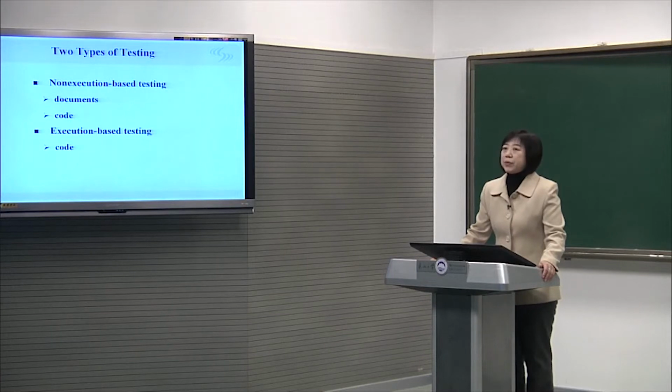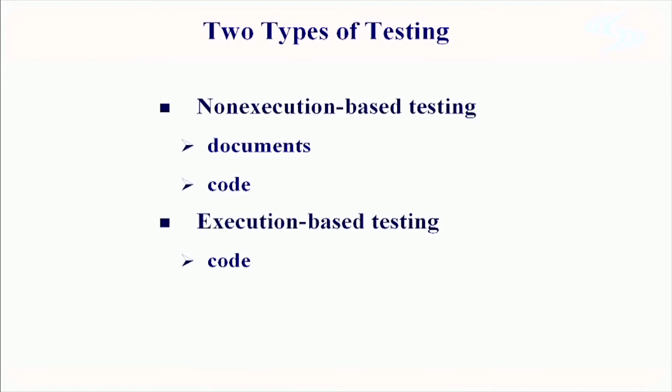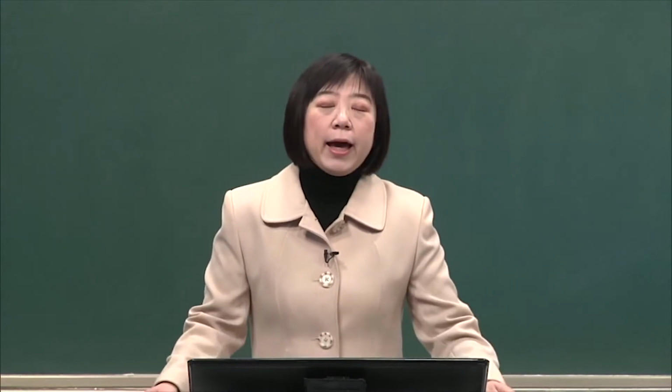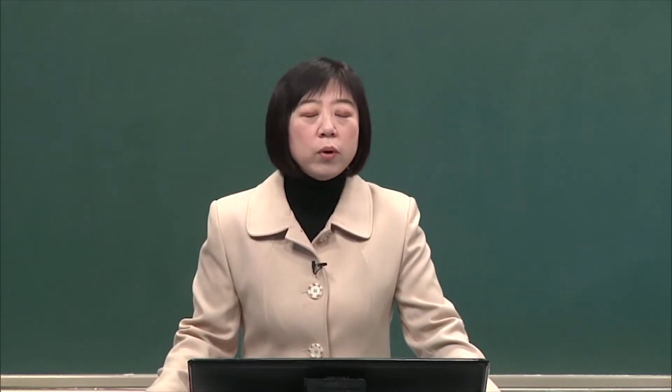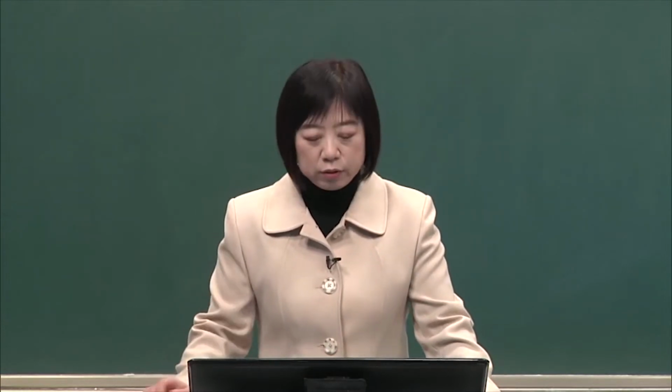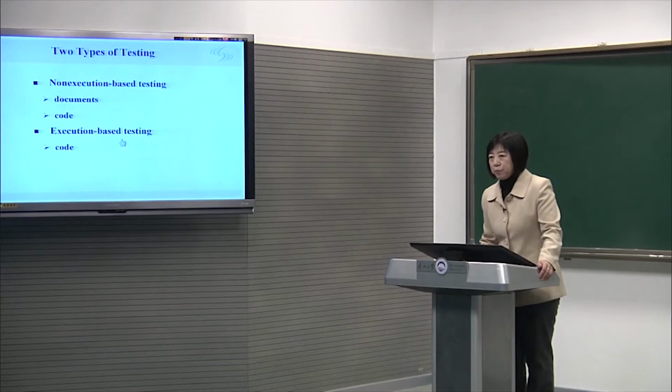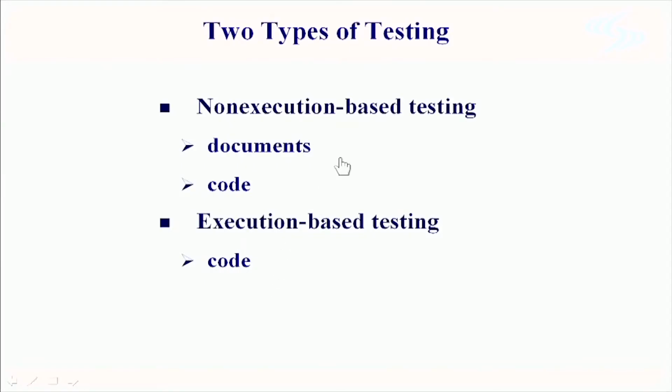We should understand that there are two types of testing. Maybe when we talk about testing, you will think about testing the code, testing the program. Well, that's true, but it is only one type of testing. It's called execution-based testing. And we understand that only code can execute, so the object of execution-based testing is just code. And we should never forget that there is one more type of testing, non-execution-based testing.